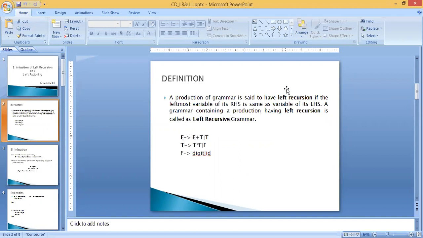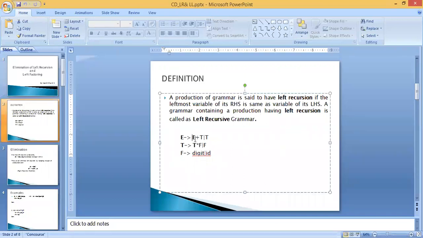That is, look at the definition here. If the leftmost variable of its RHS is the same as the variable of its LHS. Since this is a RHS, the leftmost variables here are, this is one production T and this is one production E plus T. So in this, E is the same as E over here. That is, E on the right hand side is the same as E over here. T here is the same as T over here. So this is called left recursion.